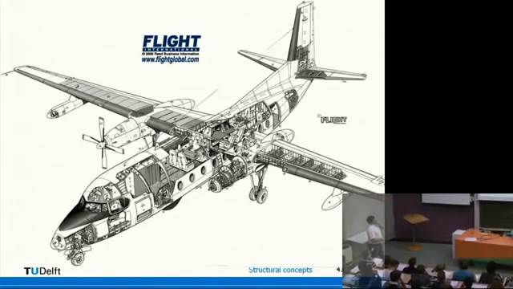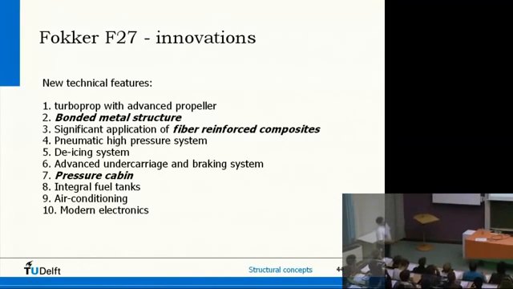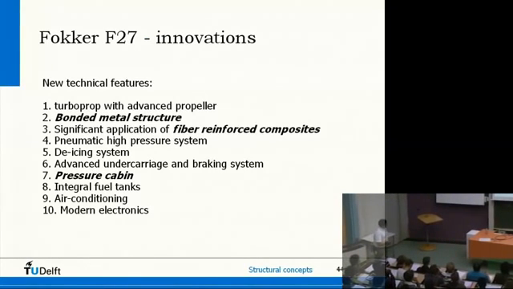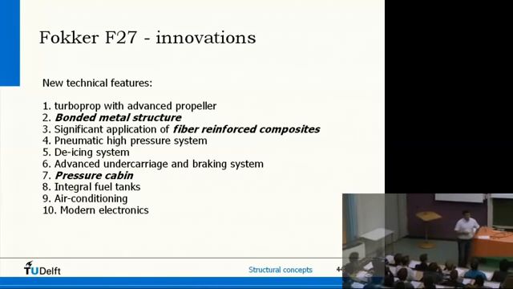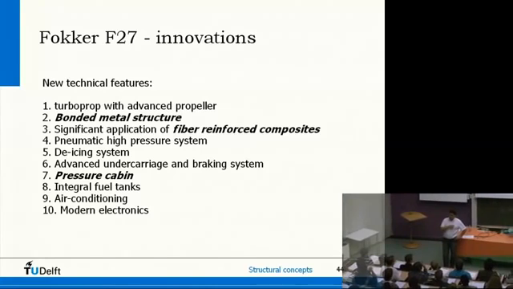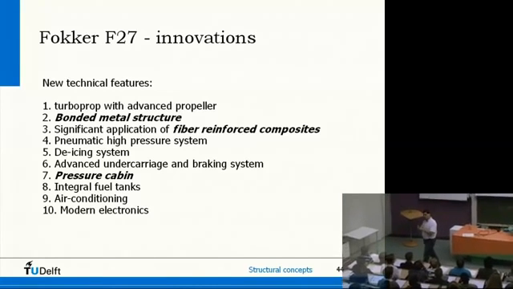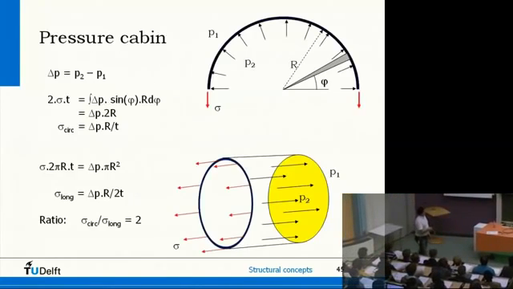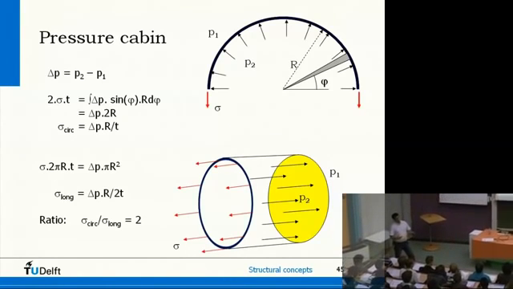Well, this is a Fokker 27, an old aircraft from the 50s. One of the things you saw in that aircraft was rather revolutionary at that time. For instance, bonded structures, extensive use of adhesive bonding, also some introduction of fiber composites, and also the introduction of a pressure cabin. Well, that was not completely new for this aircraft, but it was one of the first aircraft who did it. Just to think about the pressure cabin, and then we are talking about loads.